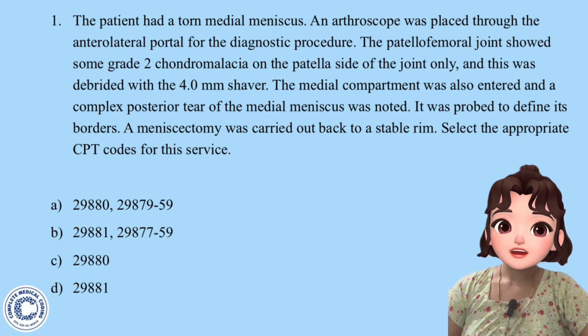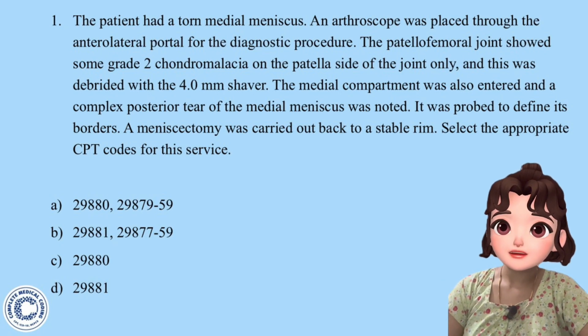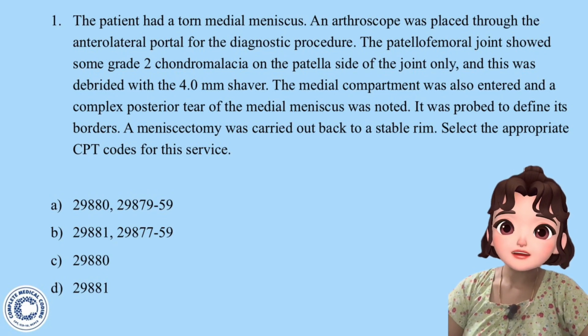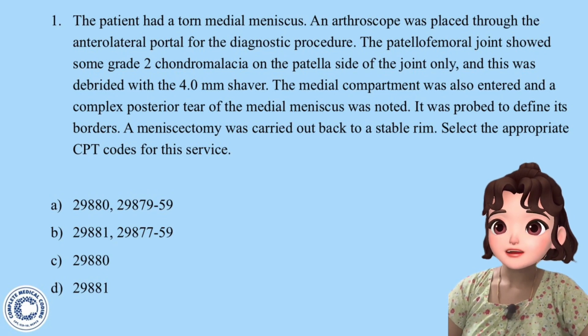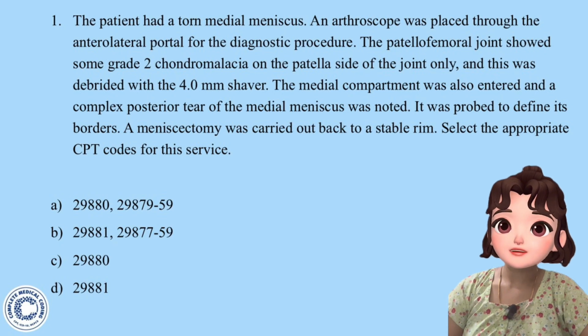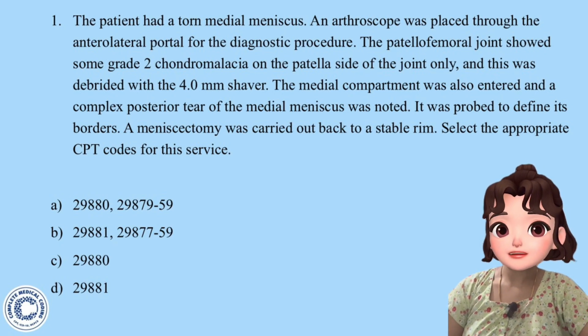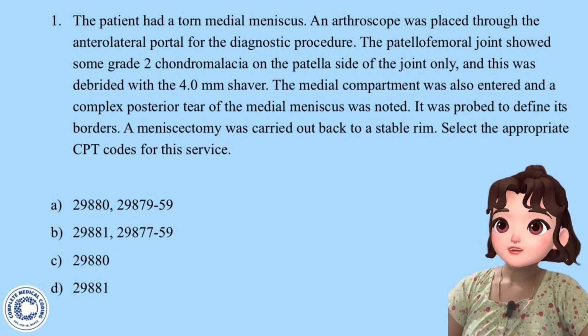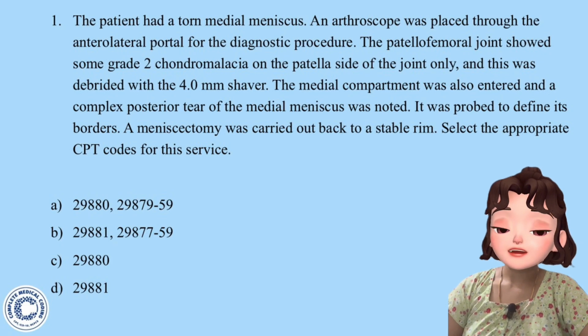So what is the procedure done here? Meniscectomy. Patellofemoral joint. Where is the patellofemoral joint located? It's in the knee. Because in the CPT codes you might not get the exact anatomy, the exact patella. It will be in the main portion, which is the knee. So what procedure is being carried out here? Meniscectomy of the knee joint.